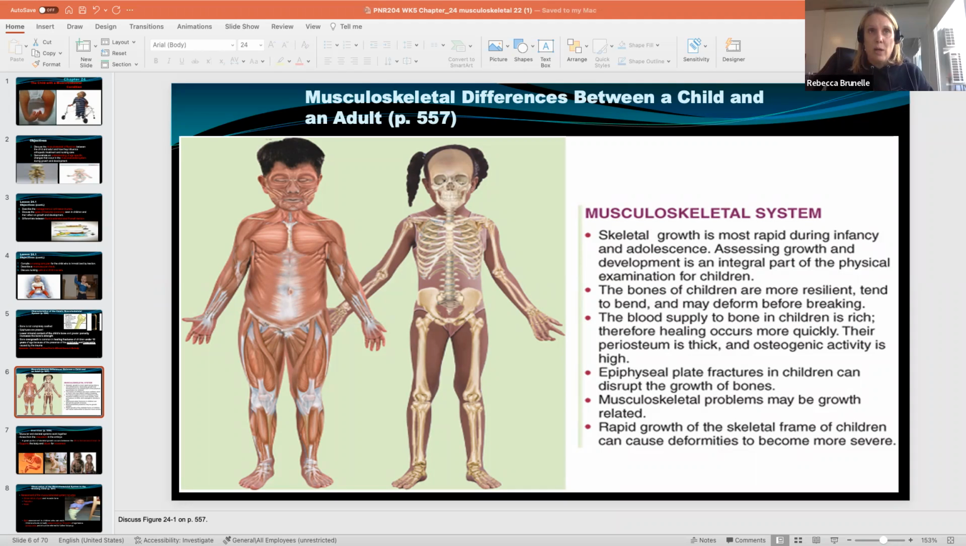So we're going to move on to musculoskeletal problems in children. This is a really big PowerPoint. There's 70 slides, and we do not have time to go over all 70 slides. So I am going to jump around a little bit.